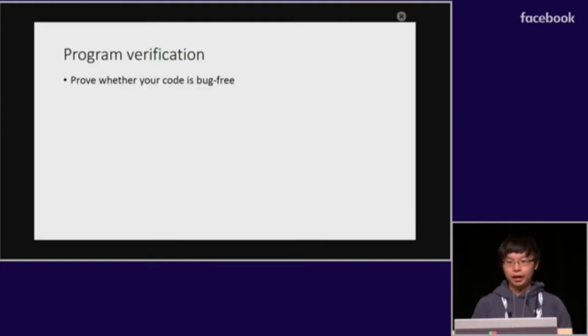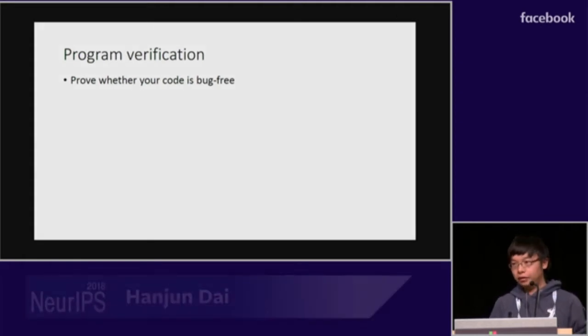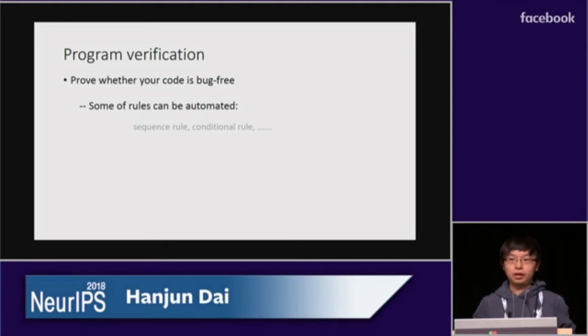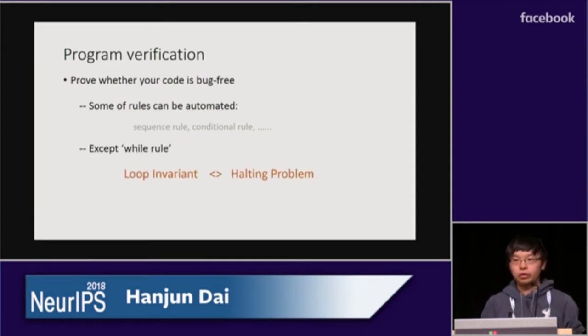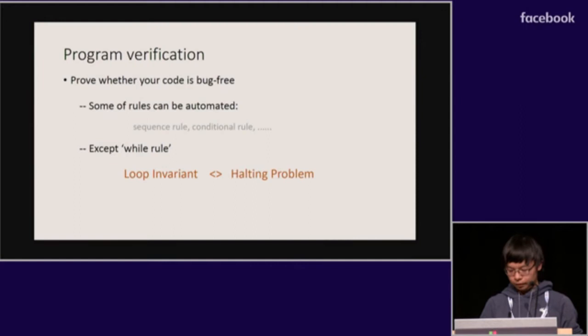So program verification is about formally proving the correctness of a program. To achieve such a goal, typically one needs to apply a set of rules. While most of the rules can be deduced automatically, the while rule requires something called the looping invariant. And finding the looping invariant is equivalent to the halting problem. So in general, it is undecidable.